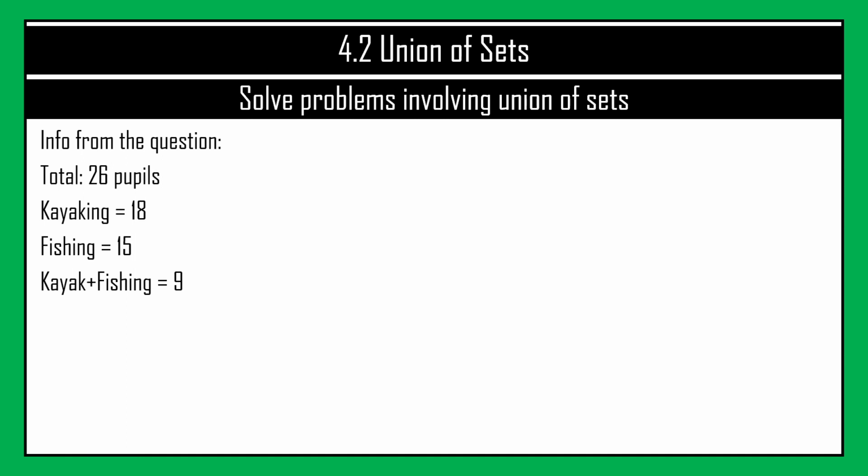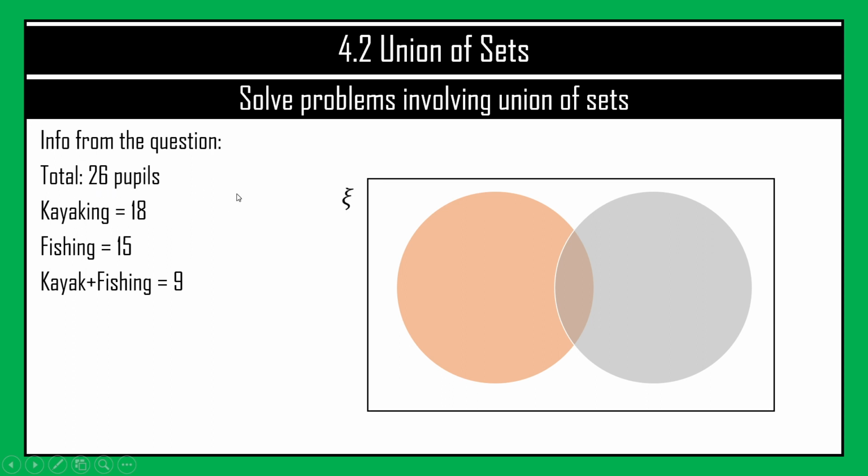Right, the total we know is 26 pupils. 18 participated in kayaking, 15 for fishing, and fishing and kayaking got 9 pupils. Let's represent it in a Venn diagram. Now there are two activities, means that we need two circles, and the two circles overlap because we got kayak and fishing. Now we need an overall, which is the universal set, because we got a total, and then the symbol for universal set. Let's label our circle K for kayak and then F for fishing.